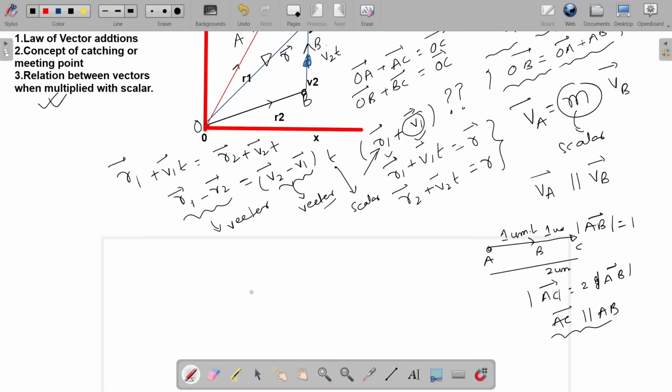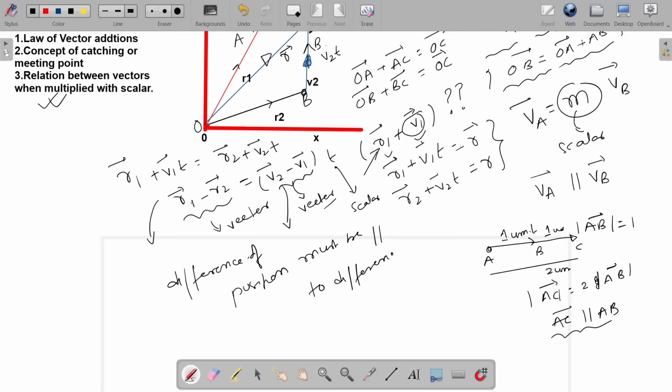So what are we getting over here? We are getting that the difference of R1 and R2 is parallel to the difference of velocity vectors. So the difference of positions must be parallel to the difference of velocities. This is the condition of collision. Okay, you just mark it bold so that in an objective examination, you need not do all this calculation.